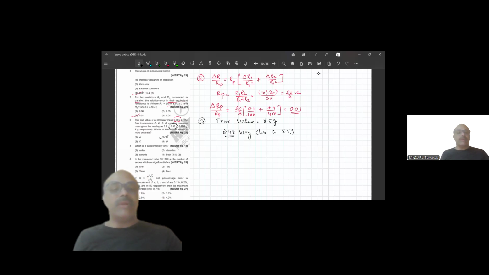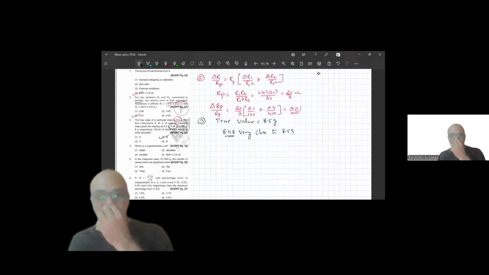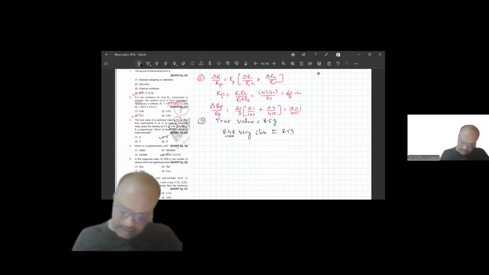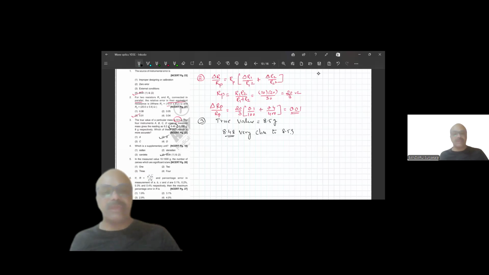Okay. Now, what is a supplementary unit? Supplementary units means secondary physical quantities. Secondary physical quantities we have are radian, meaning plane angle, and steradian, meaning solid angle. So radian and steradian are the units of supplementary physical quantities. This is option 4, the correct answer for that.